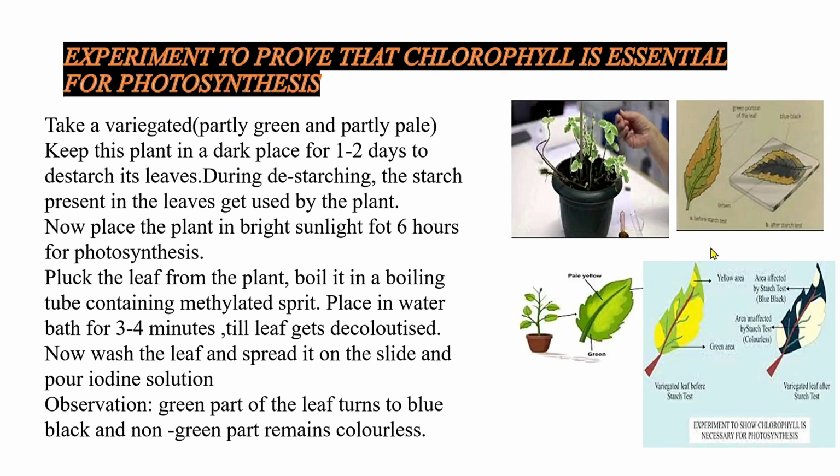Now after 6 hours, we have to pluck the leaf from the potted plant and do the starch test. When we do the starch test, the part you might have seen here, as I said first, the middle of the leaf contains chloroplast. That's why it is dark in color and the sides are white in color. So this is the same leaf. You might have observed the white part of the leaf does not contain any chlorophyll.